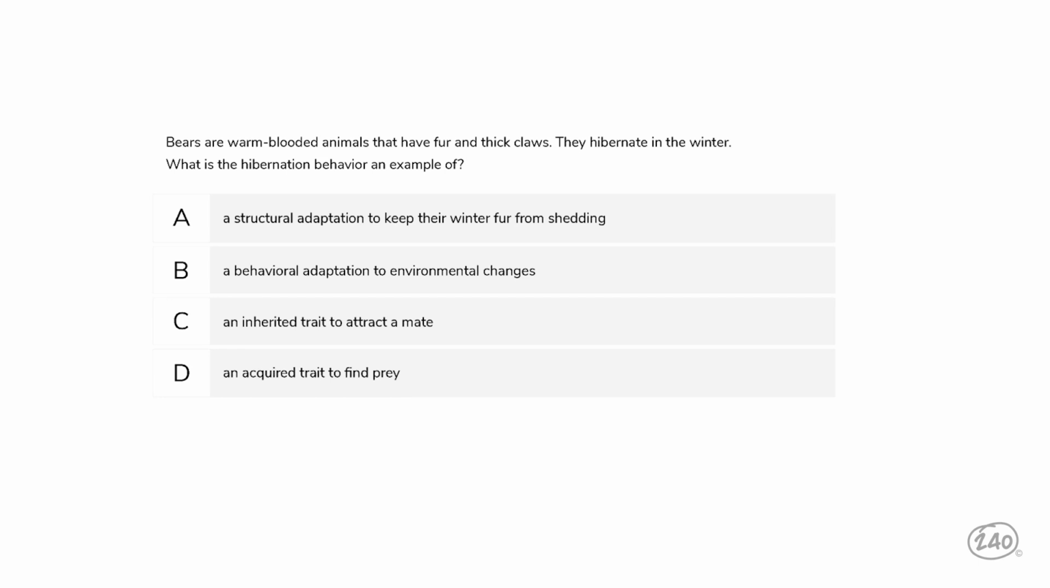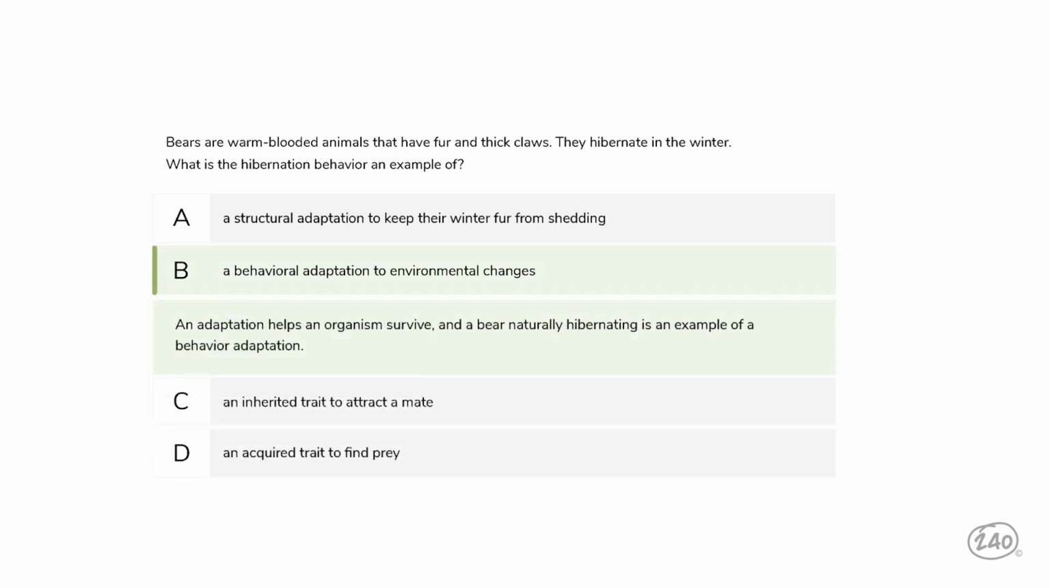What is the hibernation behavior an example of? This is definitely an adaptation. And since we're dealing with something that the animal does instead of a trait the animal has, B is best. An adaptation helps an organism survive, and a bear naturally hibernating is an example of a behavior adaptation.